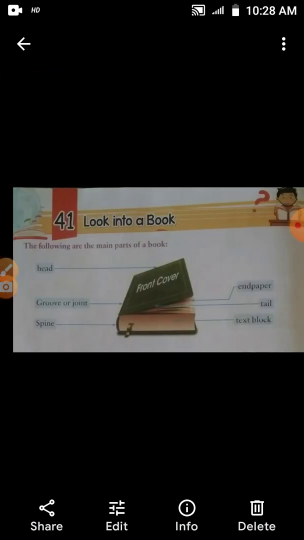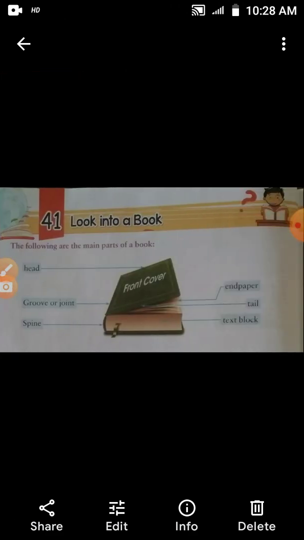So today we are going to start the new chapter number 41 on page number 52. All of you open your GK book and look at page number 52, chapter number 41. The name of the chapter is Look into a Book. Here the book is given and today we are going to learn about the parts of a book.